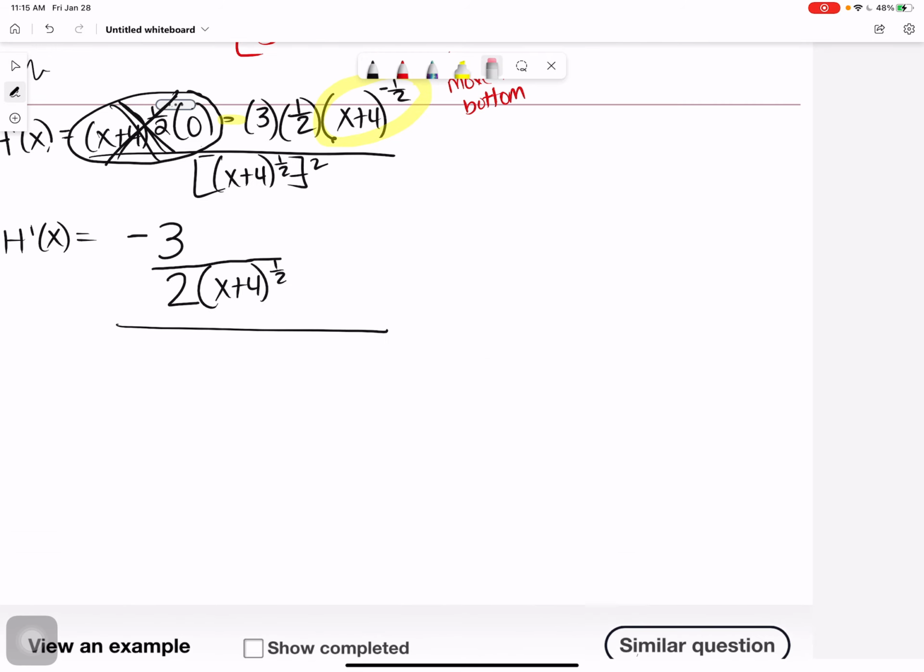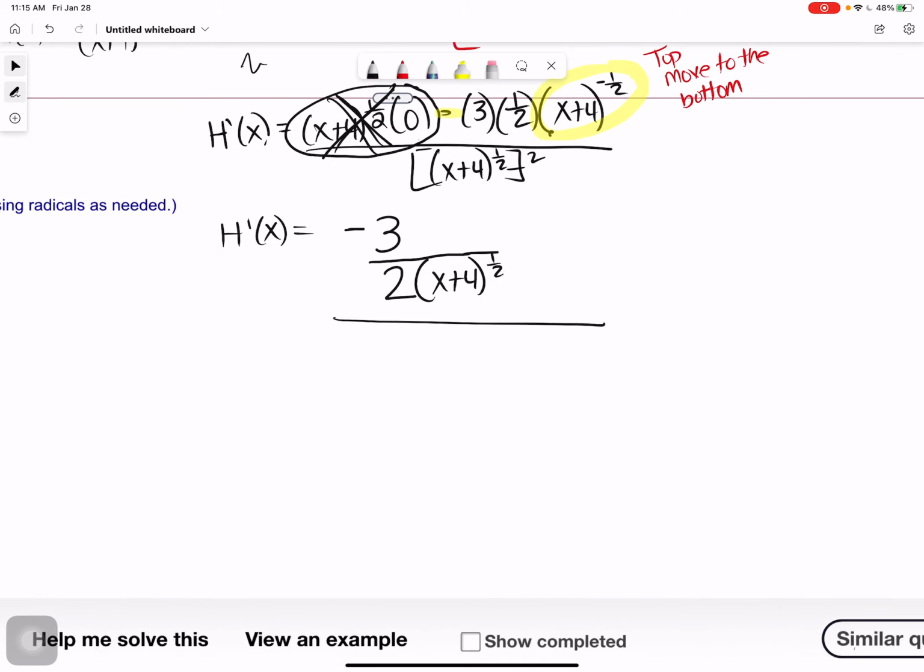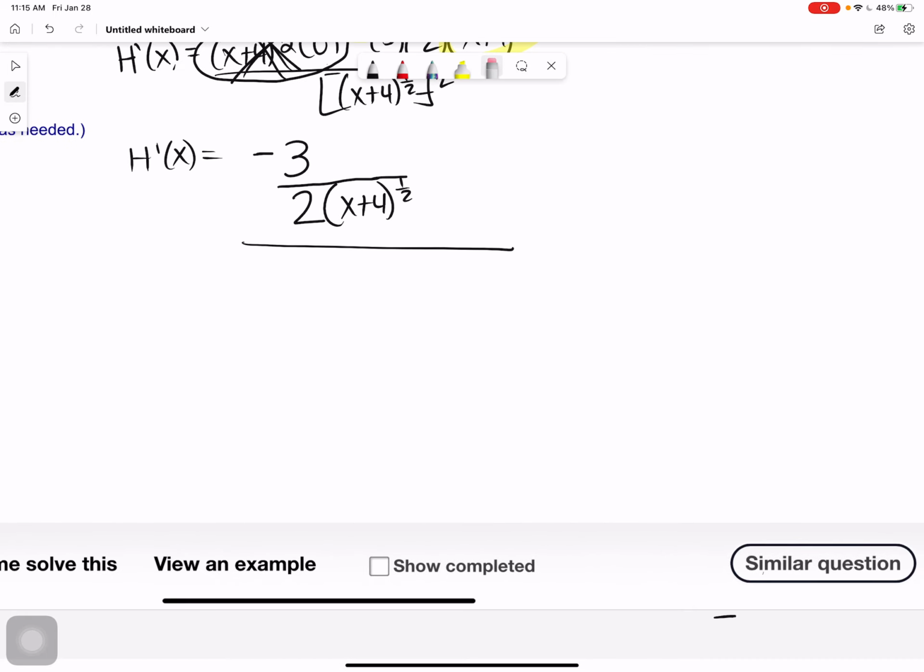Why does my pen do this? My iPad. So let me move this up. I have this x plus 4. One more time. We're going to get this right. x plus 4 to the 1/2 power squared.